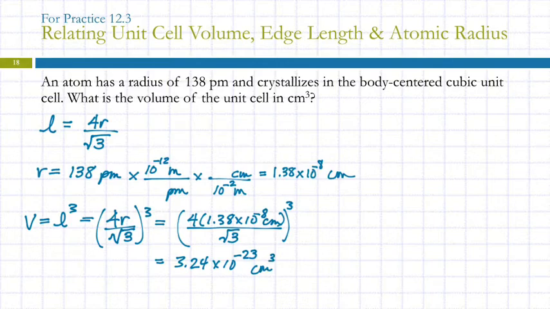Cubic centimeters. I expect this to be a very small volume, right? Because we're looking at an atom, too small to see, 138 picometers. My first result was this ginormous number, so I knew immediately that I had done something wrong. And I divided instead of multiplying, so. Any questions?